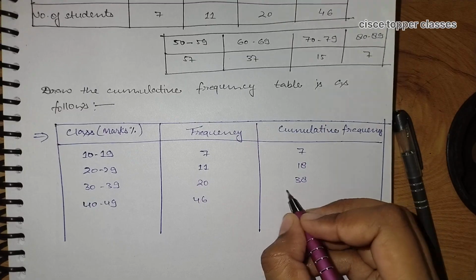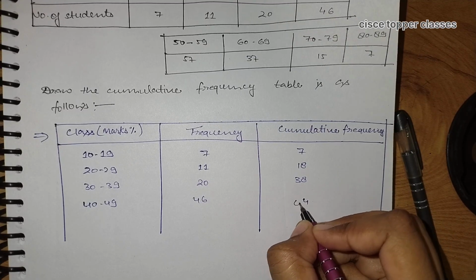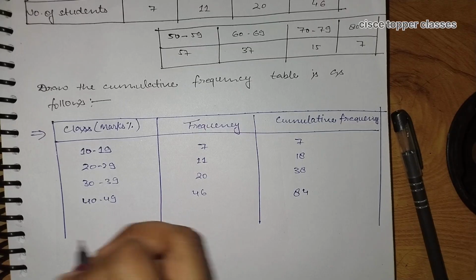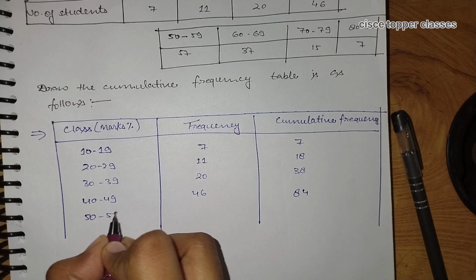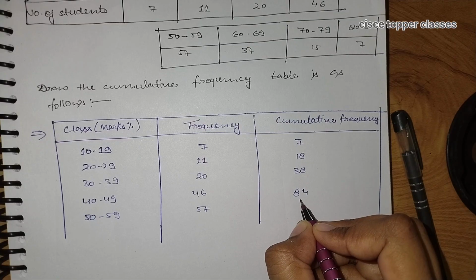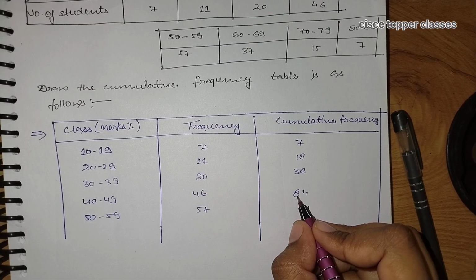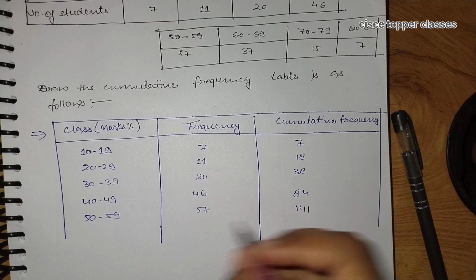We know 38 plus 46 will be 84. If we write again 50 to 59, the frequency is 57, and if we add 57 plus 84, this will be 1 here, and 9 plus 5 will be 14, so 141.